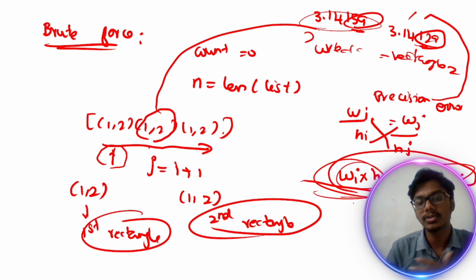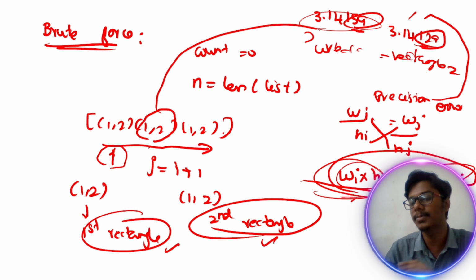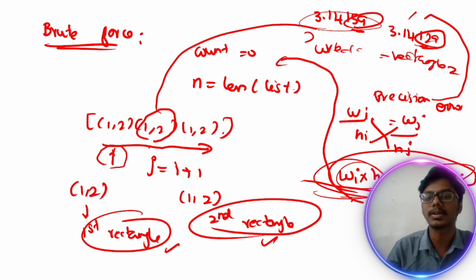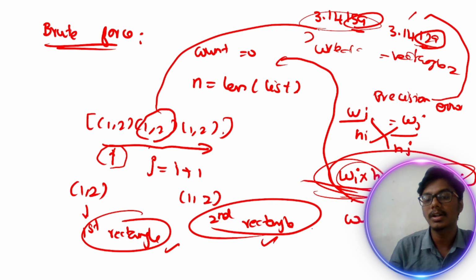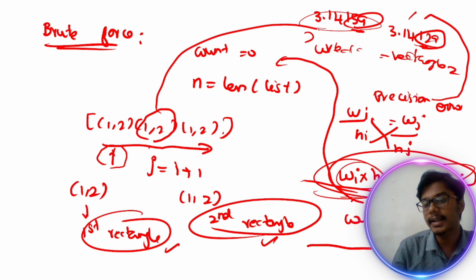So after doing all those, I get the first rectangle, and then the second rectangle. After getting the first and the second rectangle, I simply cross multiply and check whether the ratios are equal. If it is equal, I simply increase the count by 1. After iterating through the entire array, I simply return the count.